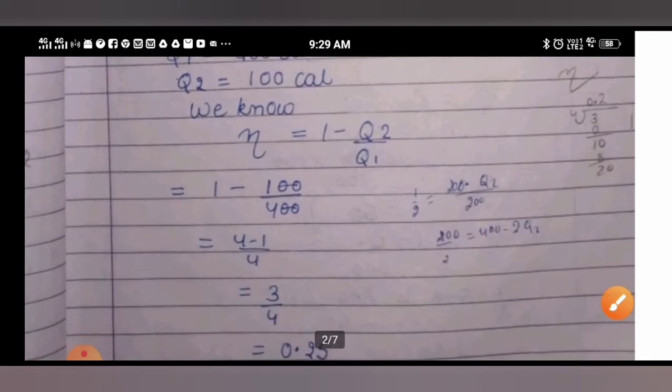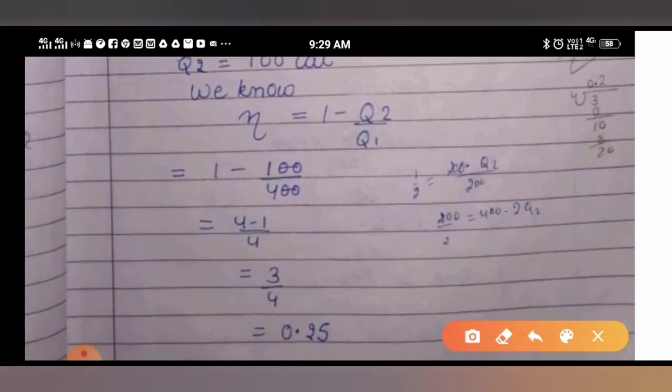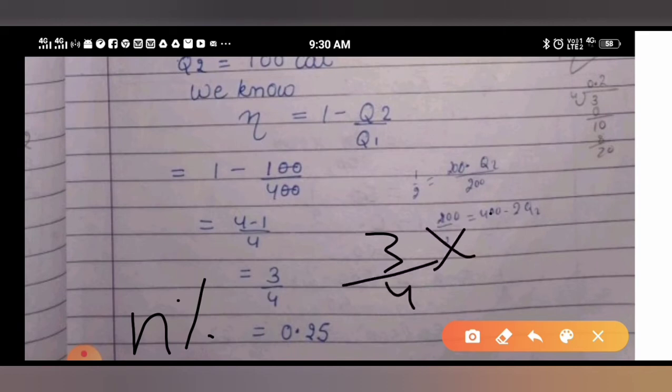Just put this value of Q2 and Q1 from above and you will get 1 minus 100 upon 400, and you are getting your answer 3 by 4. So dear students, 3 by 4 is your eta. But if you want to calculate eta percent, meaning percentage efficiency, then you need to multiply 3 by 4 by 100.